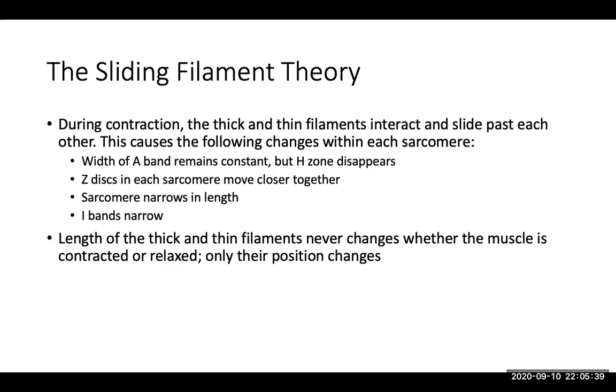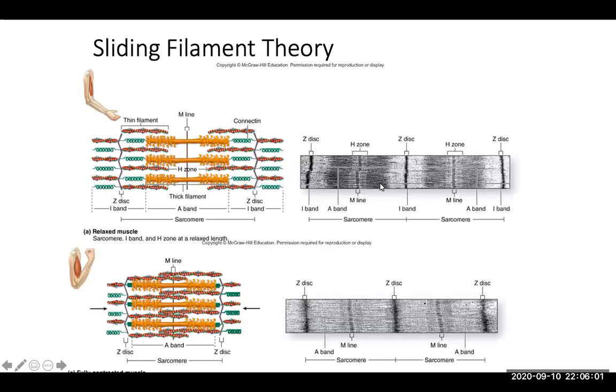During contraction, your thick and thin filaments will interact or grab hold of each other and form a cross bridge. And this causes the following changes within the sarcomere, which I'll let you read about. The length of your thick and thin filaments will never change, whether the muscle is contracted or relaxed, only their position changes as they slide past each other. And this is a great picture showing a relaxed biceps brachii and a contracted biceps brachii. You can see how the sarcomere has shortened and there's more overlap between the thick and thin filaments.